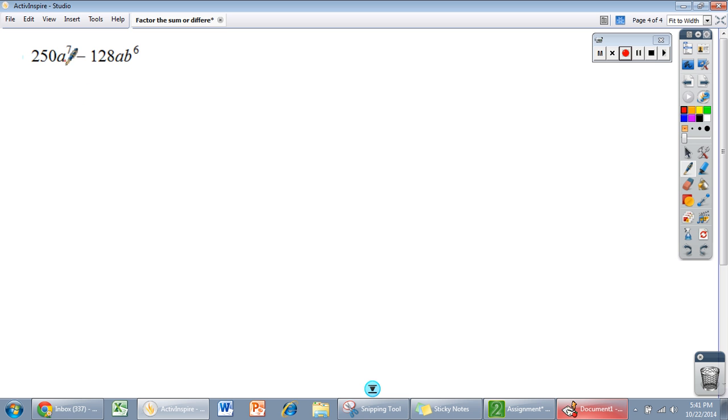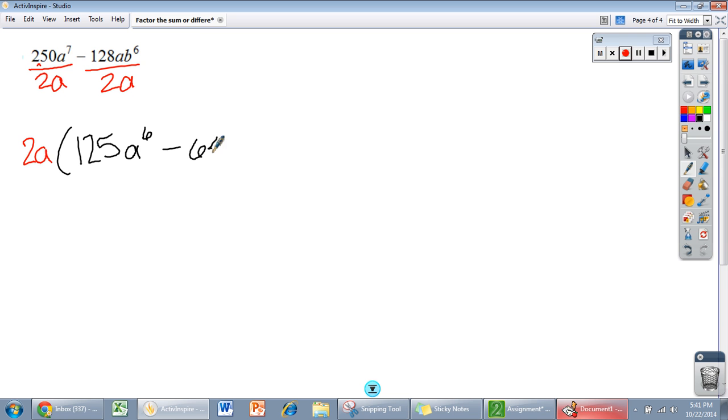So coming back to my problem, I'm dividing by 2. Anything else I can divide by? Well, I see both terms have an a in them. I'm restricted by my smallest exponent, so let's take out an a as well. So my 2a, my greatest common factor, is being pulled out front, and when we divide, we get 125 a to the 6th, since a to the 7th divided by a is a to the 6th, and a negative 128 divided by 2 is 64 b to the 6th.